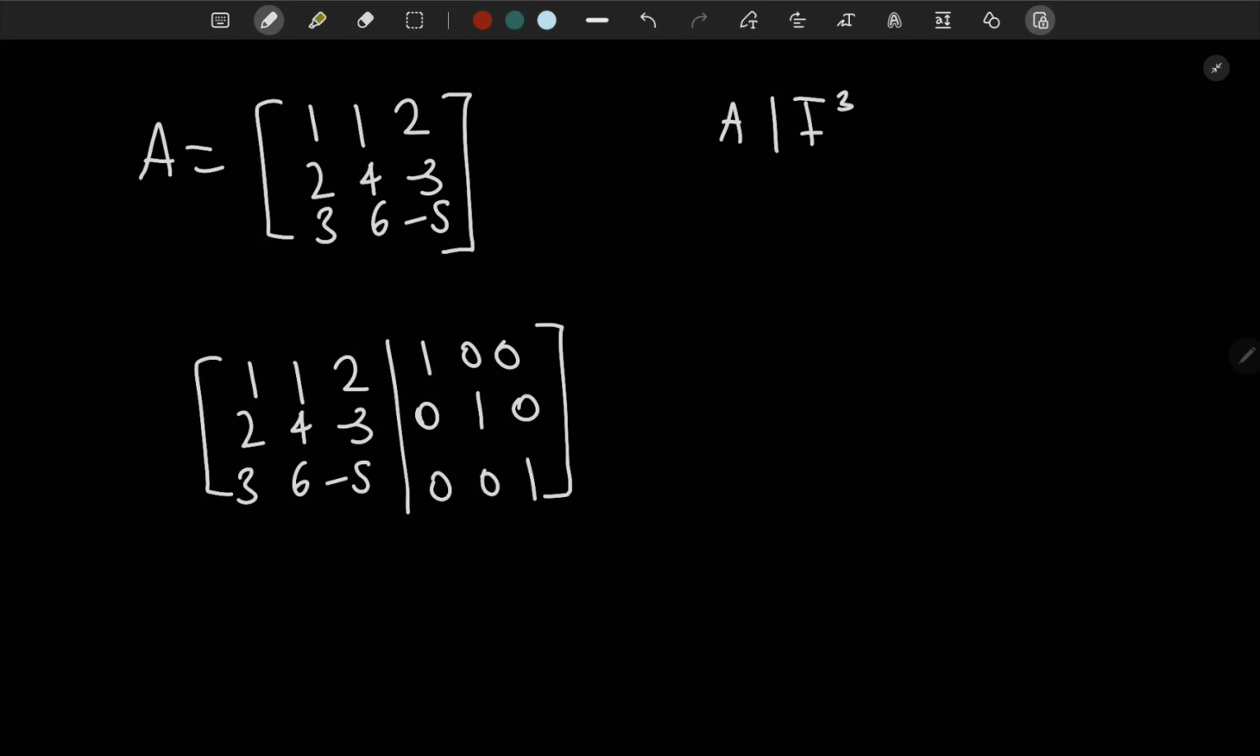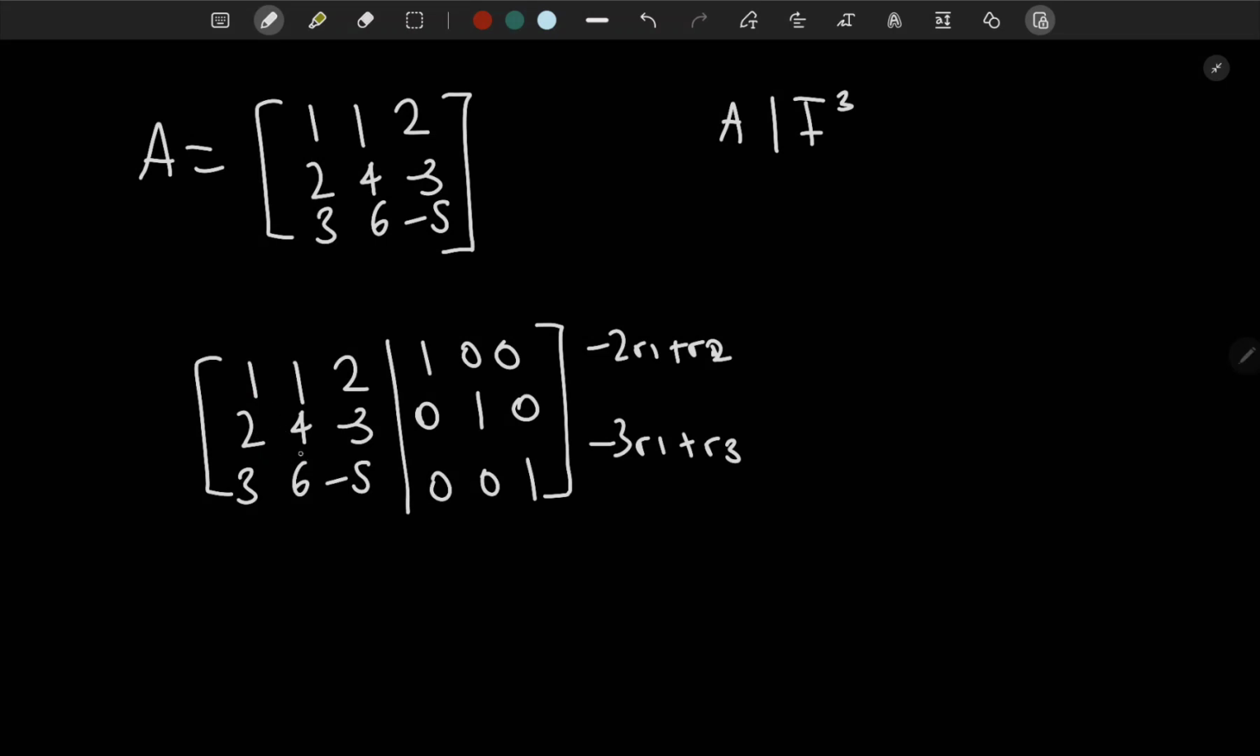And now what we have to do is find the RREF of the left hand side, and whatever is on the right hand side, whatever is left after the operation, will be the inverse. So let's start by finding the RREF. So we can do the following operations, which are minus 2R1 plus R2, and then minus 3R1 plus R3. So we need to get zeros below the pivot here, and we need the pivots to be 1.